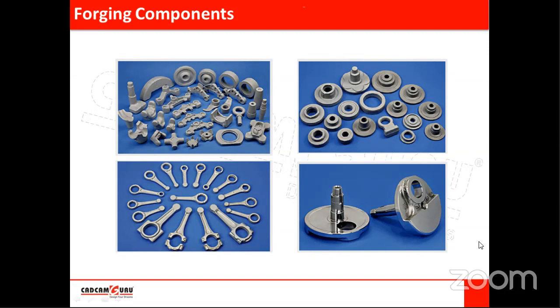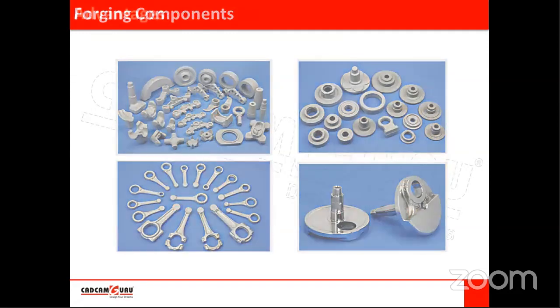This is again manufactured by the forging process. Connecting rods, crankshafts, flanges, eye bolts, some pulleys, bushings, and parts of couplings, like the universal couplings. These are manufactured using the forging process, and all are power transmitting components.